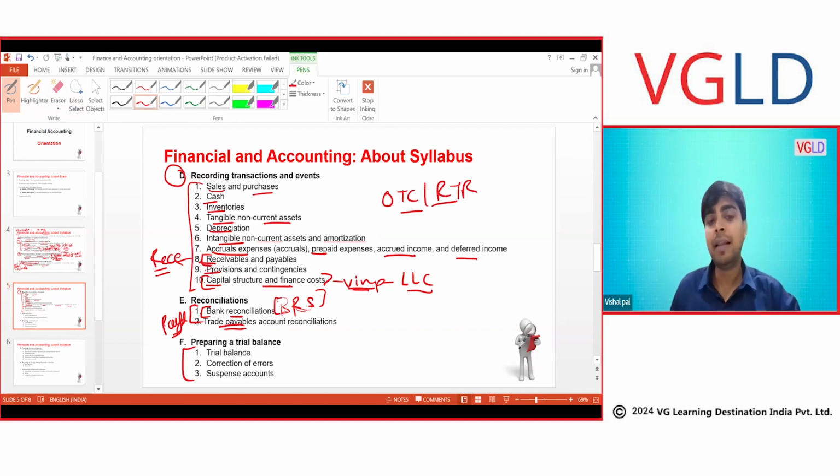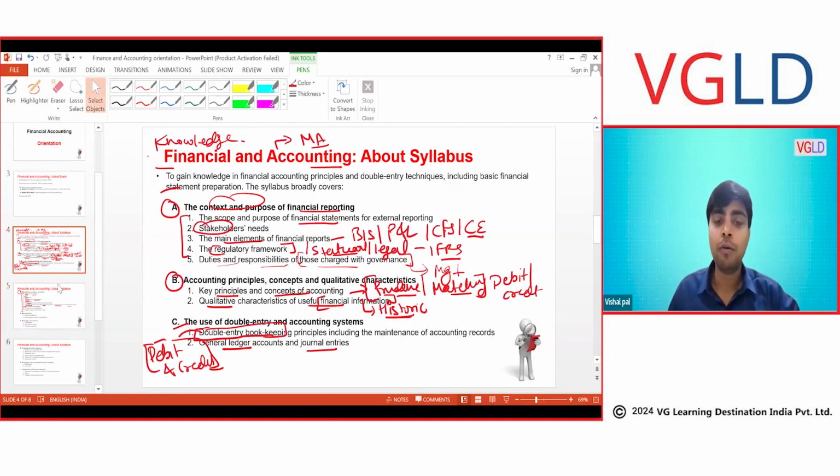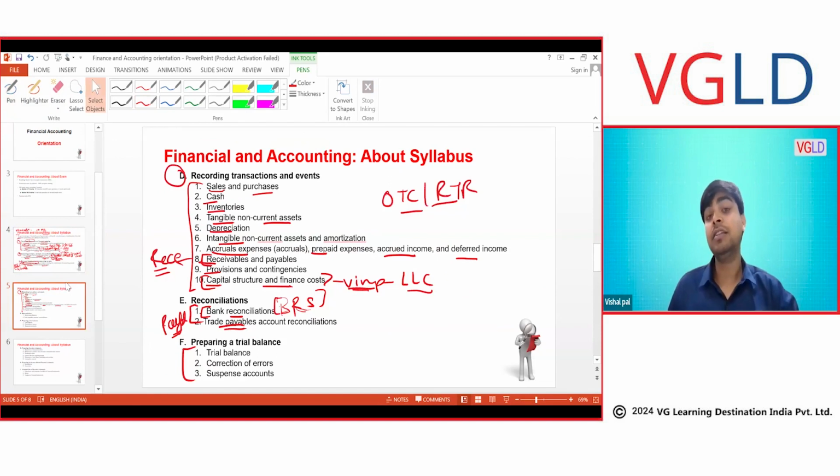Now, preparing the trial balance. Once we are through with the accounting, the journal and ledger postings, we will look at the trial balance, how to post any correction in the trial balance, and what the suspense account is. It is a very critical area again. In terms of syllabus it might not be that difficult, but in terms of your understanding and concept, it's a very important area.